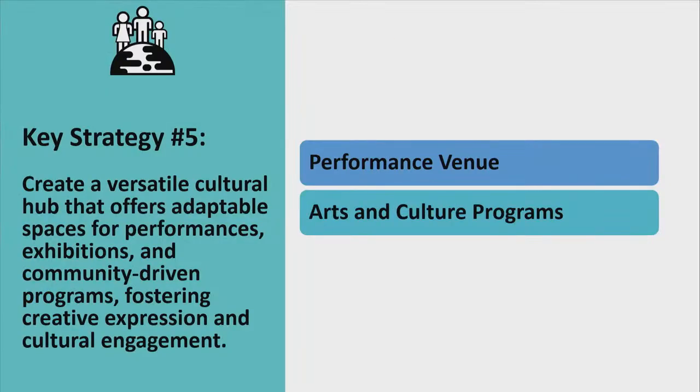Key strategy 5 is create a versatile cultural hub that offers adaptable spaces for performances, exhibitions, and community-driven programs fostering creative expression and cultural engagement. This is done through two goals here: performance venue, strengthening partnerships with local nonprofits, enhancing facilities like the Burbank Little Theater or the Starlight Bowl, providing a diverse cultural platform for different sizes of events, as well as arts and cultural programs, expanding access to arts through different cultural programs and offerings.